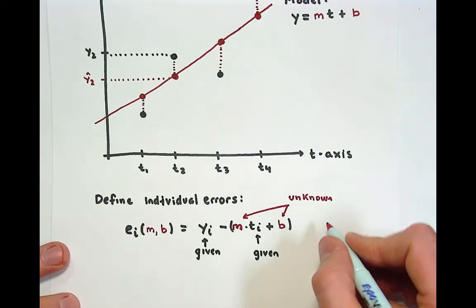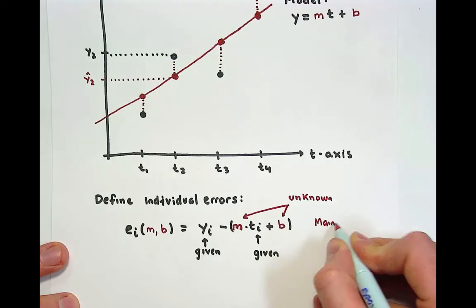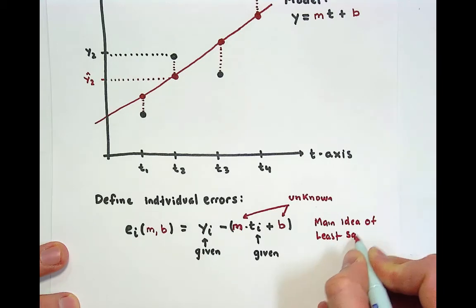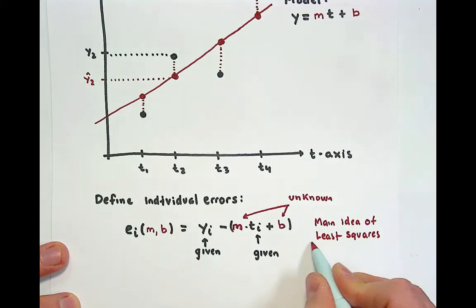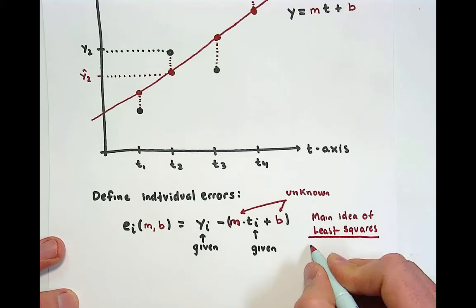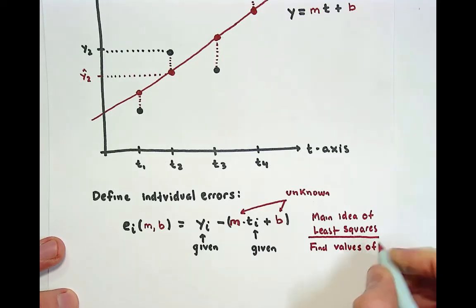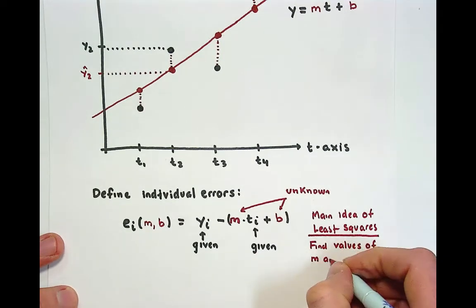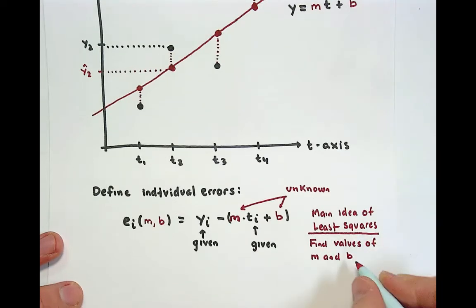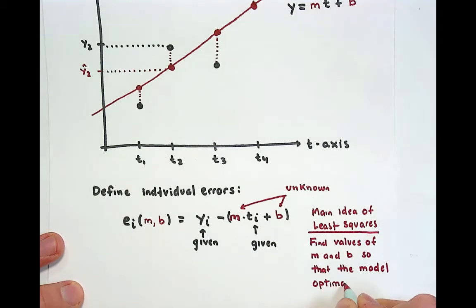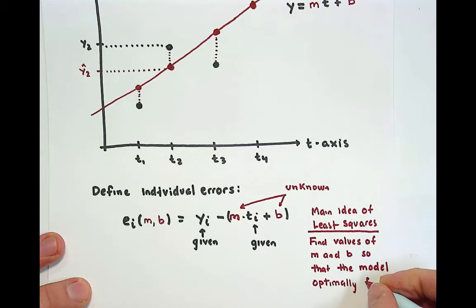The main idea of least squares is to find values of m and b so that the model optimally fits the data.